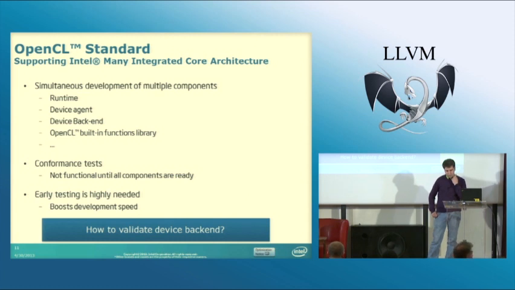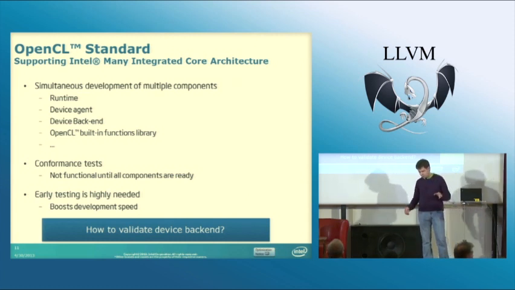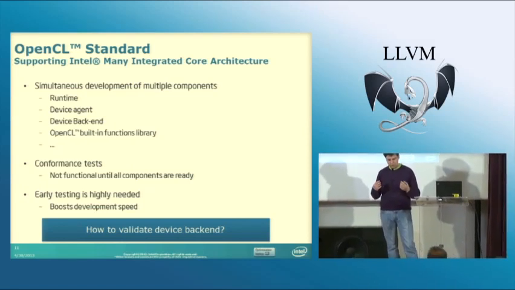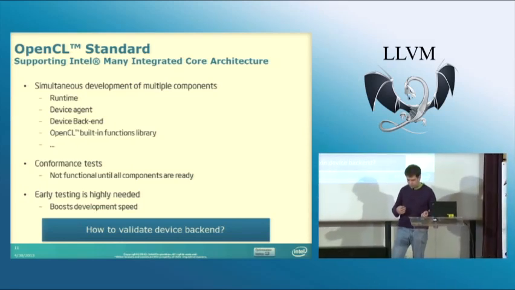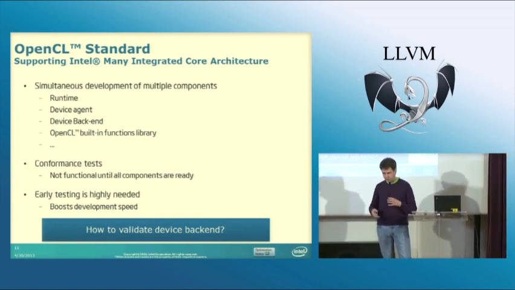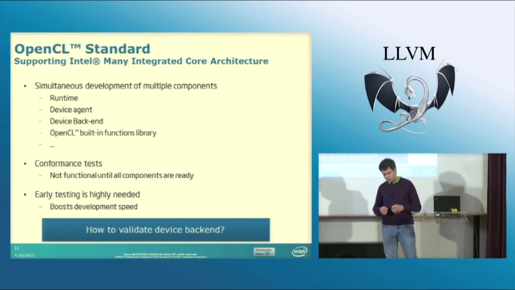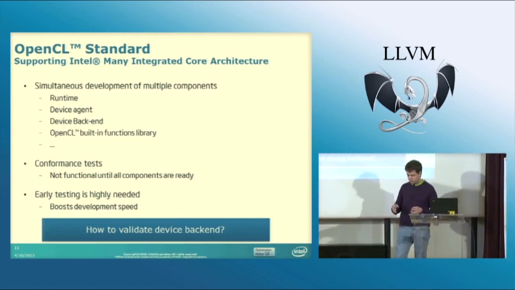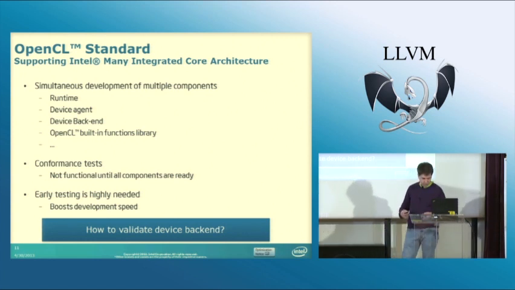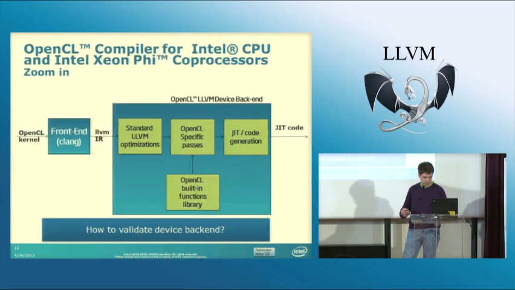When we started working on this project, nothing was ready. All the components of the system were just ramping up and starting development. By that time, I myself was working for the backend team, which produces the JIT. We needed to enable validation as early as possible to start developing our component. So we needed to somehow invent how to validate the backend.